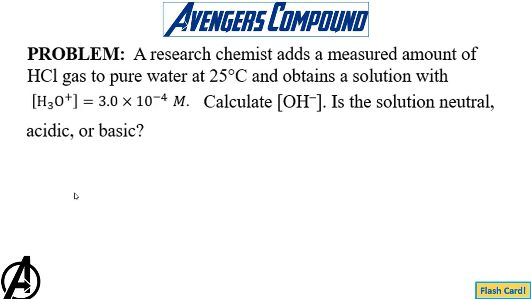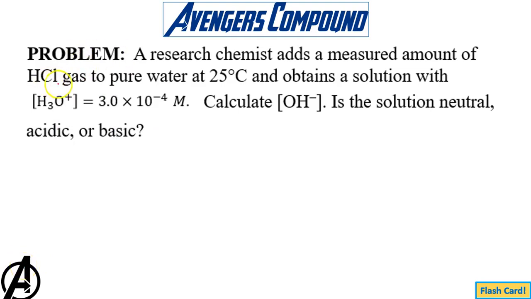Now let's go ahead and read this question. It says, a research scientist adds a measured amount of HCl gas to pure water at 25 degrees Celsius. So we know, from our previous portion of the video, that we're at 25 degrees Celsius. It obtains a solution with an H3O plus concentration equal to 3.0 times 10 to the negative 4 molar. It wants us to calculate the OH minus concentration and then answer the question: is the solution neutral, acidic, or basic? So first things first, let's gather the information we can.